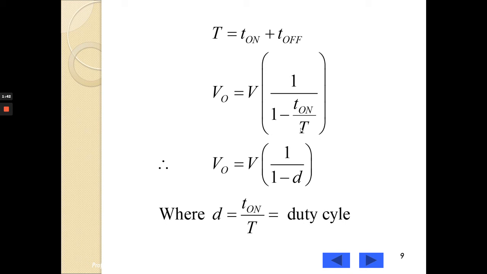T on divided by T is nothing but the duty cycle D. So, V out equal to V into 1 divided by 1 minus D, where D is the duty cycle.